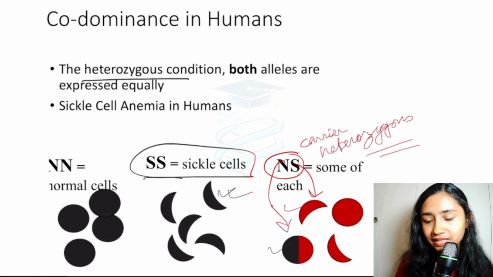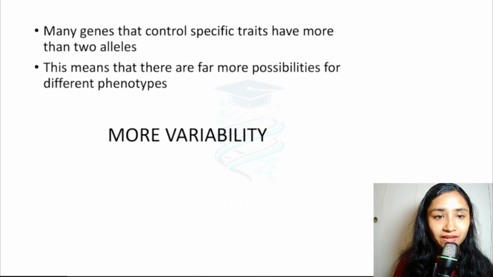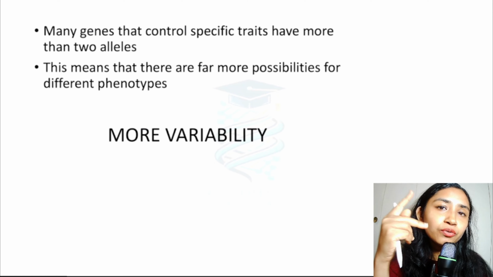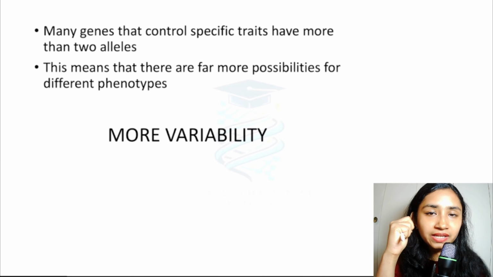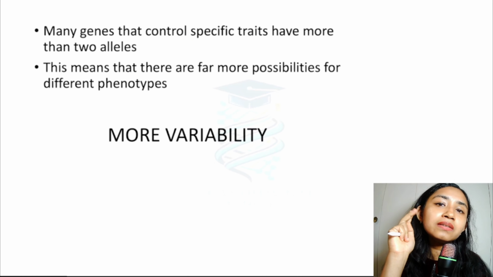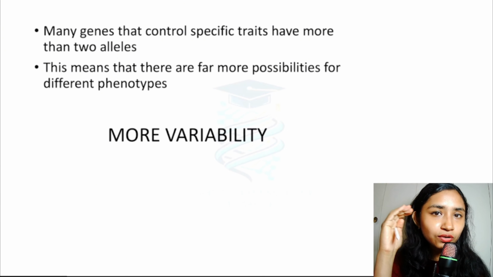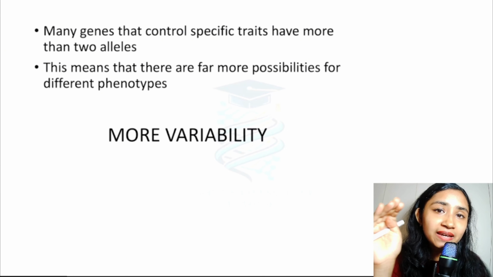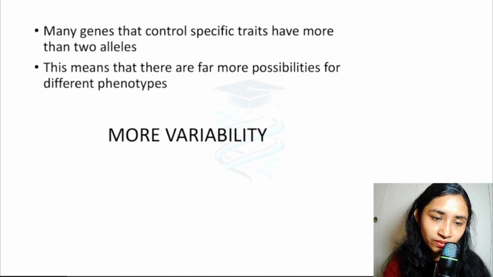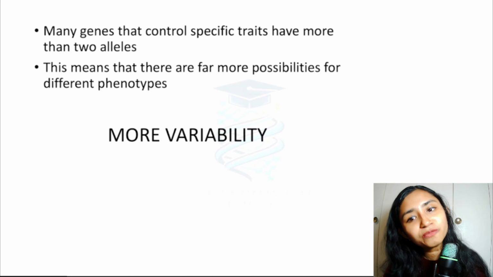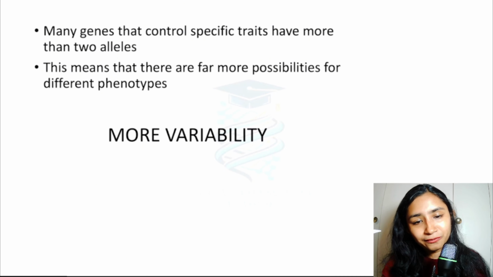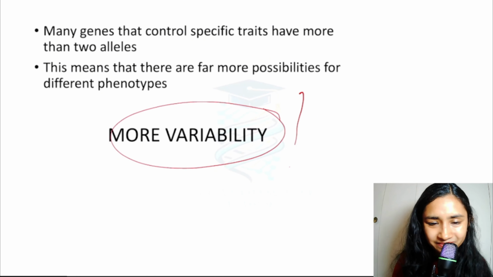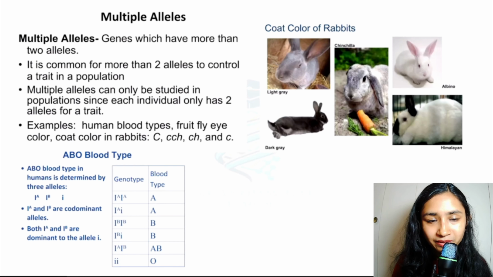Now we will see other variability. There are many genes that control specific traits and have more than two alleles. We have discussed that one gene has two alleles in its two homologous chromosomes, but there are some instances where some of the genes may contain more than two alleles. This means that there are far more possibilities for different phenotypes, and far more possibilities for different phenotypes means more variability.